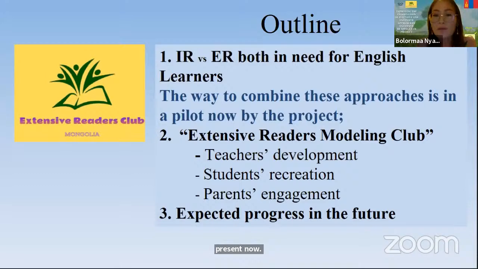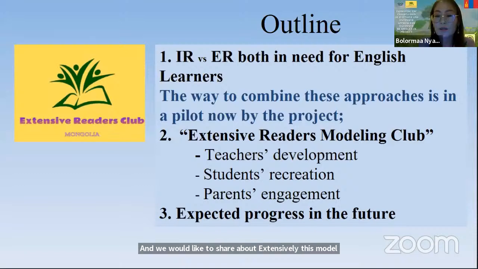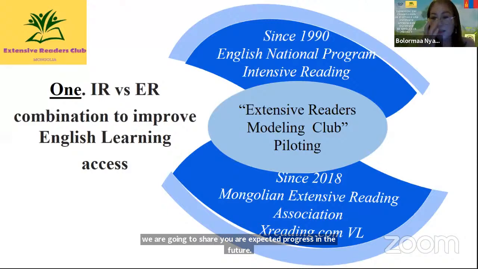On this slide, you can see our outline. First, we would like to talk about IR and ER, both needed for English learners, and the way to combine these approaches in the English pilot project. We would also like to share the extensive readers model and clubs, focusing on teachers' development, students' recreation, and parents' engagement. Last, we are going to share our expected progress in the future. Now let's go to the next slide.